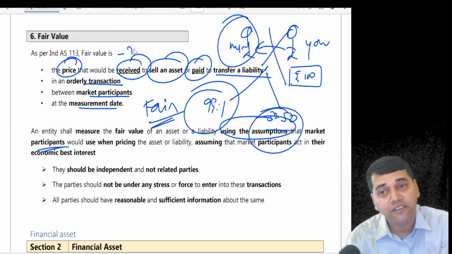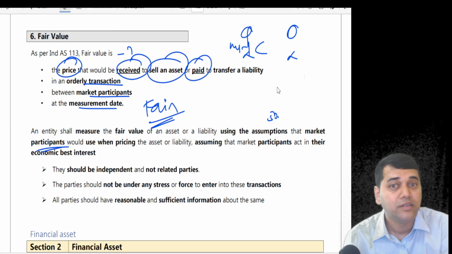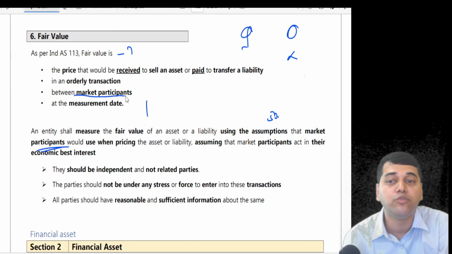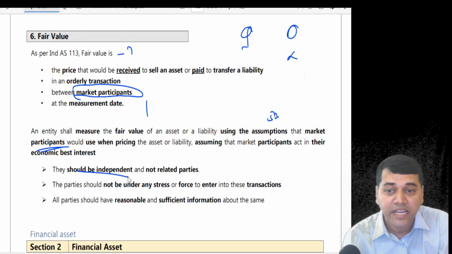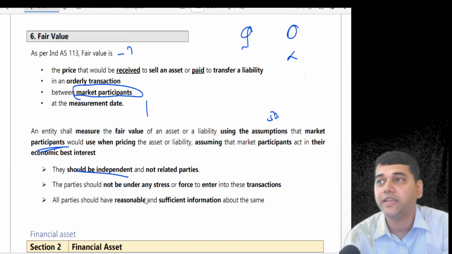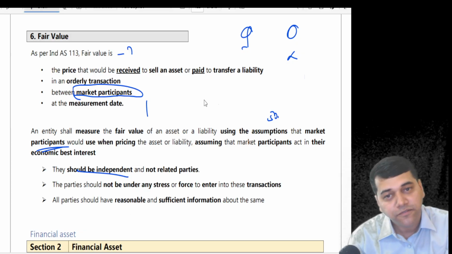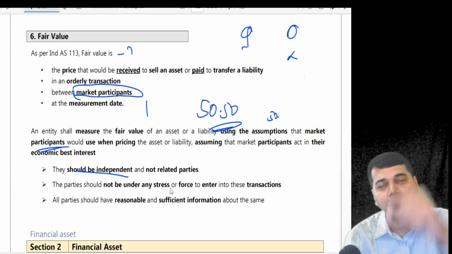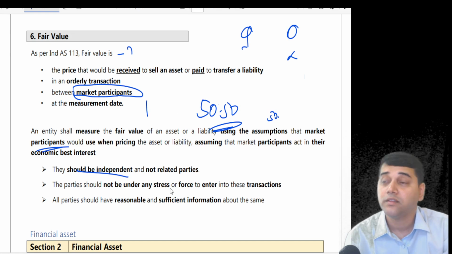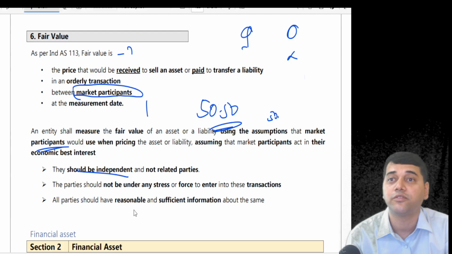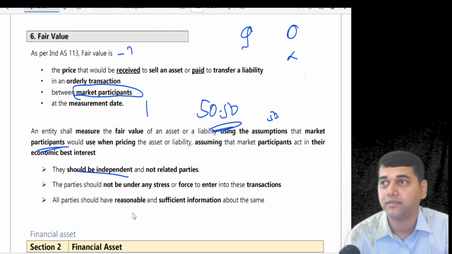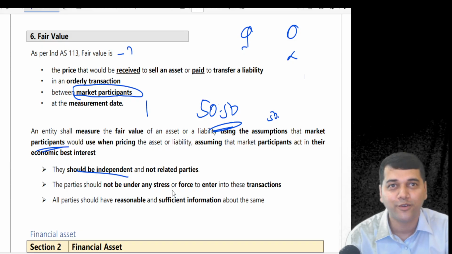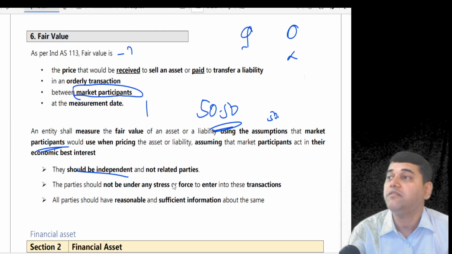See, understand, in a fair value, the market participants are intelligent people. You can't simply fool someone. They are knowledgeable, they are independent. When I played this game with my brother, on the first occasion only he said 50:50. I was surprised. How did that number come to his mind? Then I understood there is one more standard called Ind AS 24. What is that? Related parties. Between related parties it may not work. But with an unrelated party it will work.